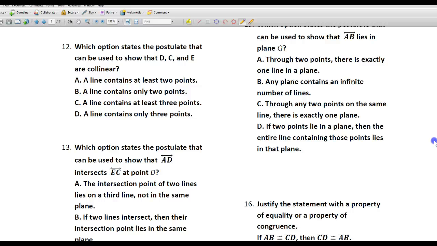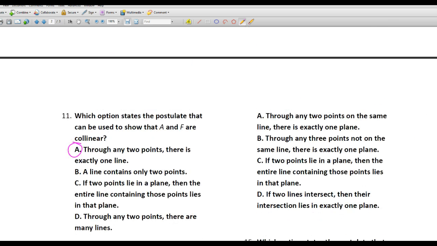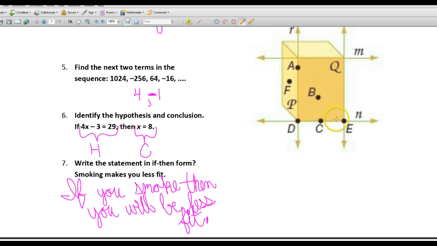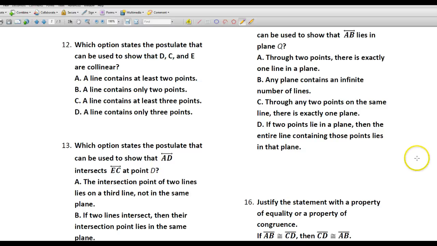Number 12, which option states the postulate that can be used to show that D, C, and E are collinear? So D, C, and E, if we look in our diagram here, they all are on the same line, so we know that a line contains at least 2 points, so it's okay for there to be 3 points here. Oops, sorry. A line contains at least 2 points, therefore 2 or more.